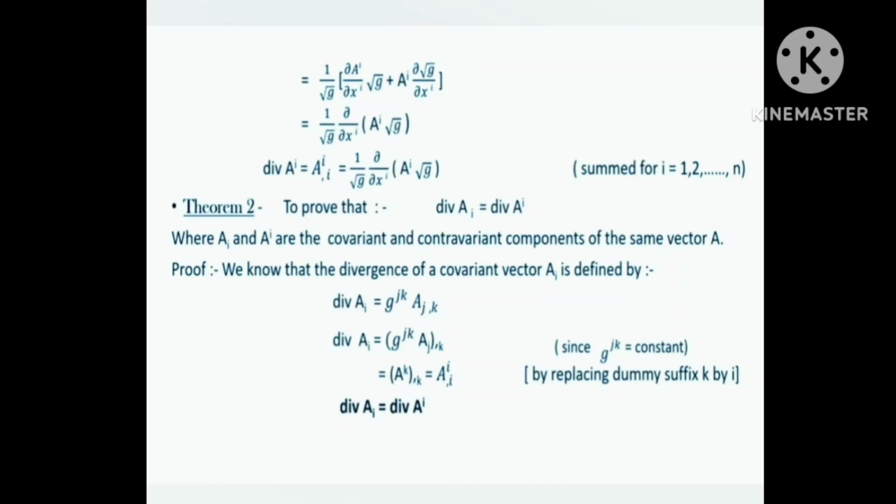Proof. We know that the divergence of covariant vector A_i is defined by div A_i is equal to g^jk A_j,k, where A_k,k is equal to A_i,i, which is equal to divergence A^I. Hence the theorem is proved.